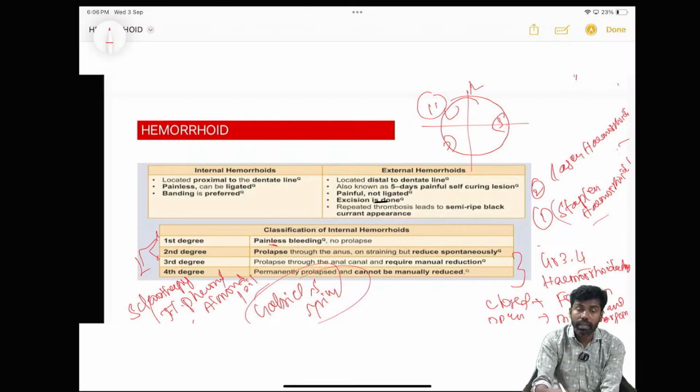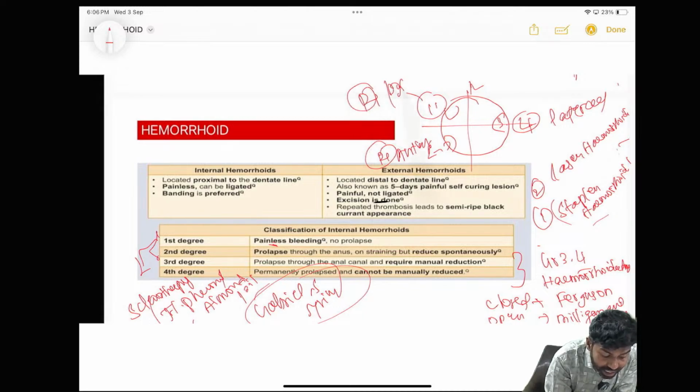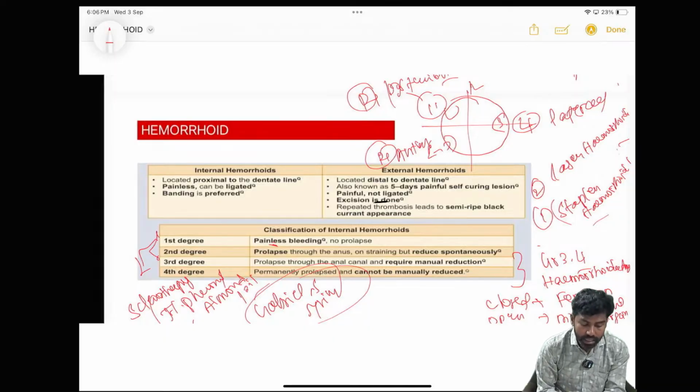So recently they may ask it like this: 3 is called left lateral, 7 is right anterior, and 11 is right posterior. So they will ask in an MCQ: which one of the following is considered a primary hemorrhoid? Left lateral, right anterior, right posterior. At that time students wonder how it came, since it was 3, 7, 11. That is very simple. That is the primary hemorrhoids.